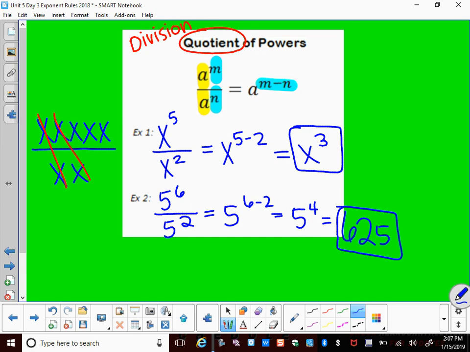Once you do 6 minus 2, then you have to do 5 times 5. That's 5 to the power of 4, not 5 times 4 to the power.